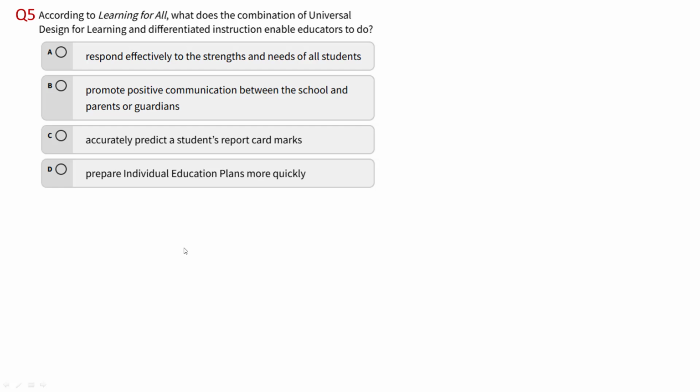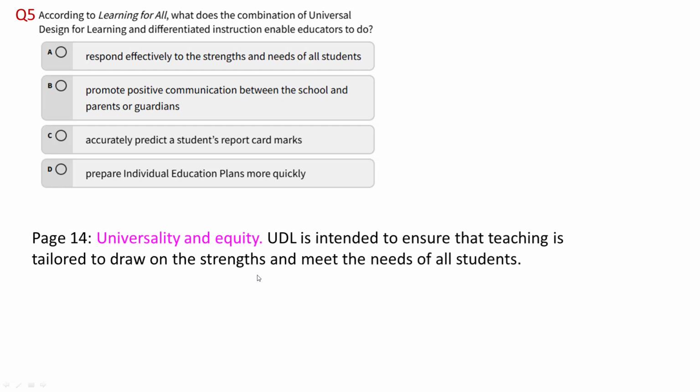Question number 5. According to Learning for All, what does the combination of universal design, it's often called UDL, for learning and differentiating instruction enable educators to do? On page 14, universality and equity, UDL is intended to ensure that teaching is tailored to draw on the strengths and meet the needs of all students. So that is answer A.